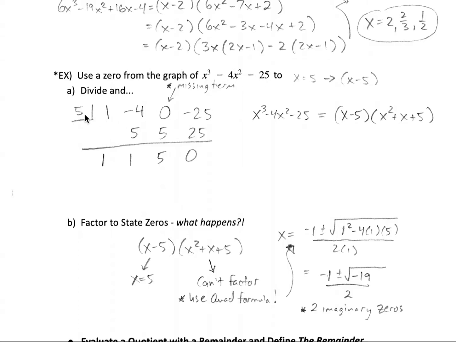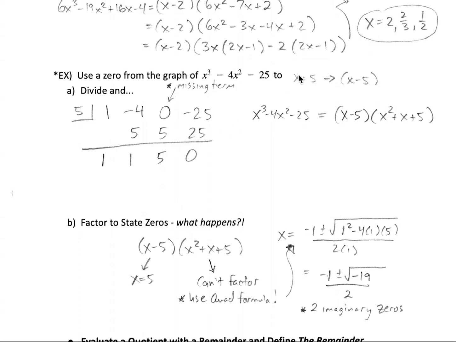So now we can play the game. Drop that first value down and then multiply with your zero. 5 times 1 is 5. Combine the values in your columns, get positive 1. 5 times 1 again is 5. Combine 0 and 5 gives 5. And then 5 times 5 in our last column is 25, canceling that negative 25 and giving us a remainder of 0, which is what we want if we're using a root to divide.